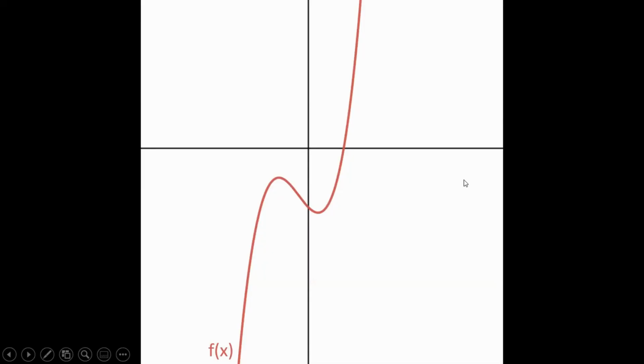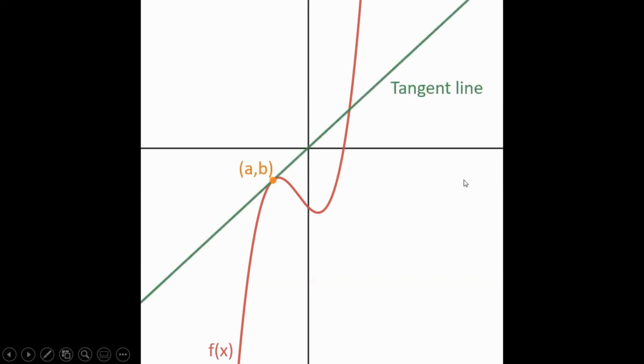Here we have a graph of the function f of x. And right now, it doesn't really matter what f of x is, but just know that here we have a function f of x. Now here is an example of a tangent line. So let's just look at this. We have a point, this orange point, AB, and we have this green tangent line. You might notice that the tangent line is kind of attached to f of x at this point, AB. We'll see that in the next example too.